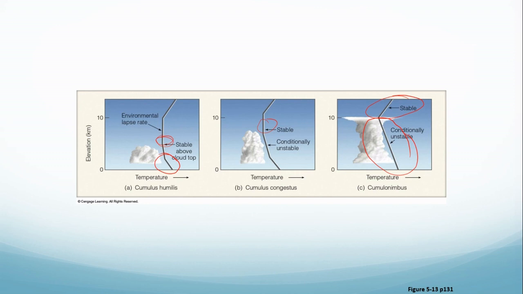And that will cause the rising motion to stop. And when the rising motion stops, it has nowhere to go but out. And that's what gives the flat anvil top on thunderstorms.